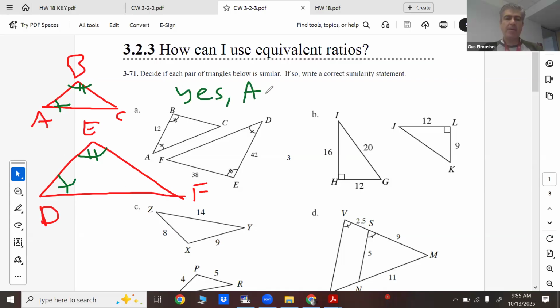The reason is AA similarity. William, you had a question? Yeah. And lastly, how do you state the similarity? Triangle ABC is similar to triangle DEF.